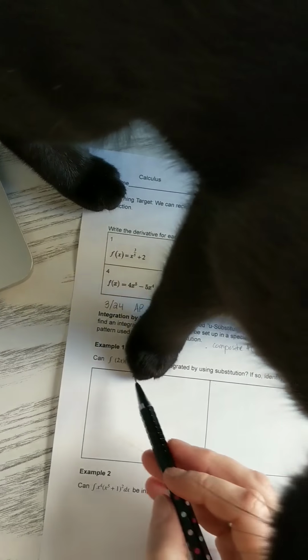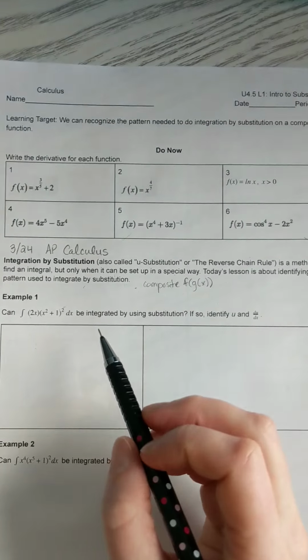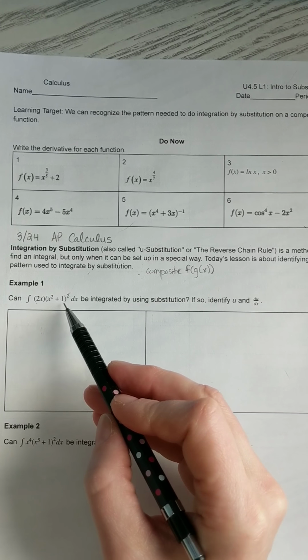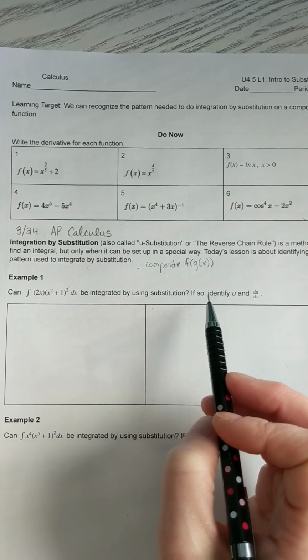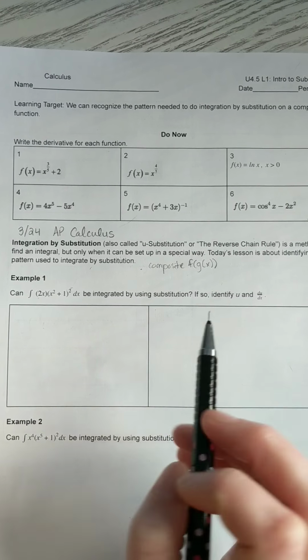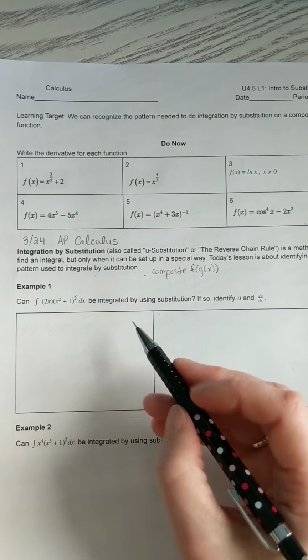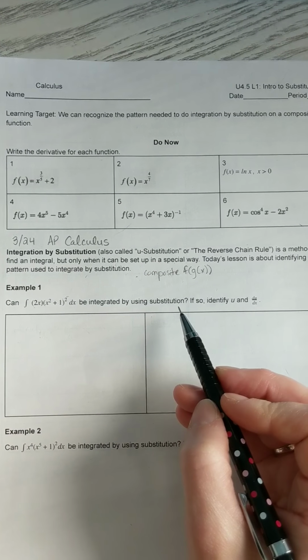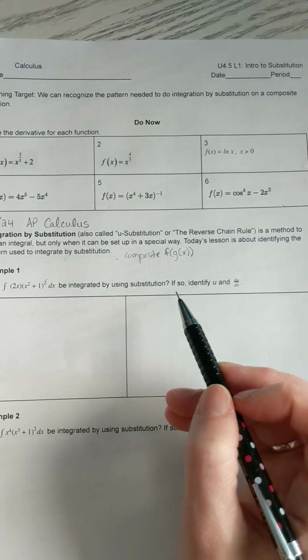The question is, can the integral of 2x times (x squared plus 1) squared dx be integrated by using substitution? If so, identify u and du/dx. Today's lesson is only about answering this question. Can we integrate by using substitution?